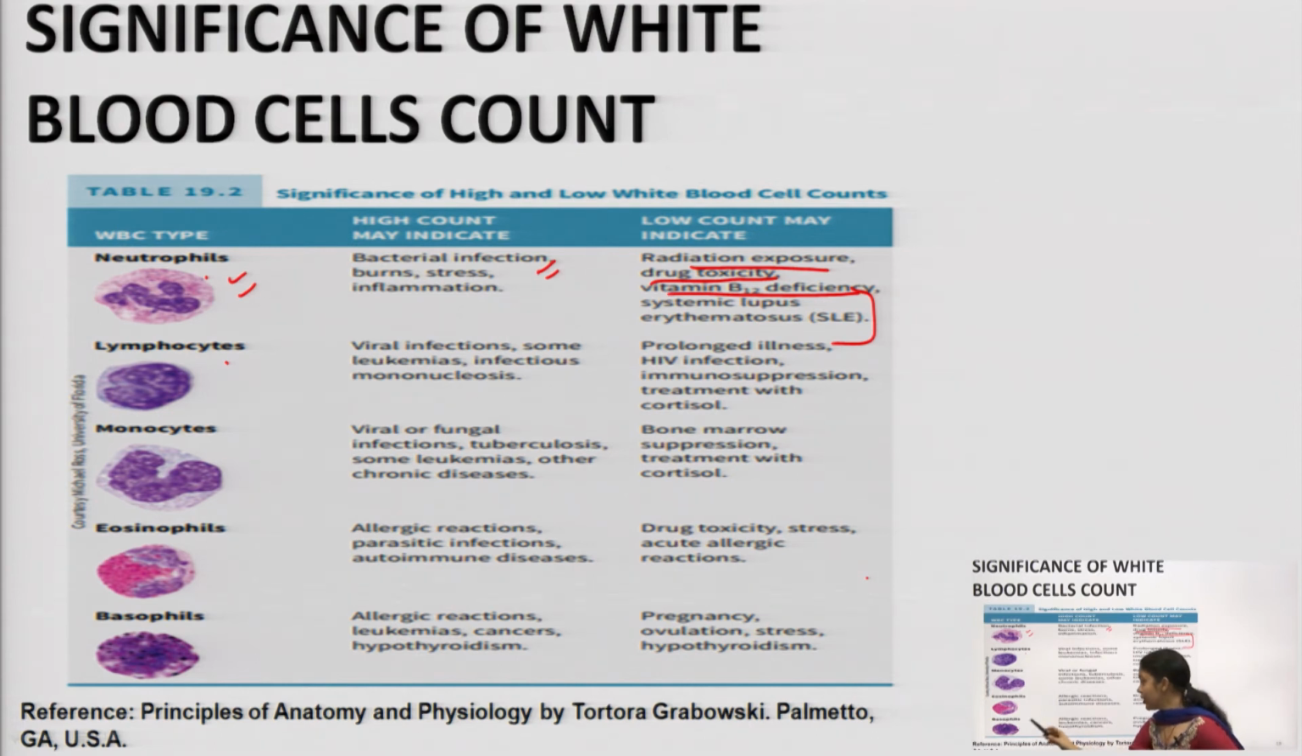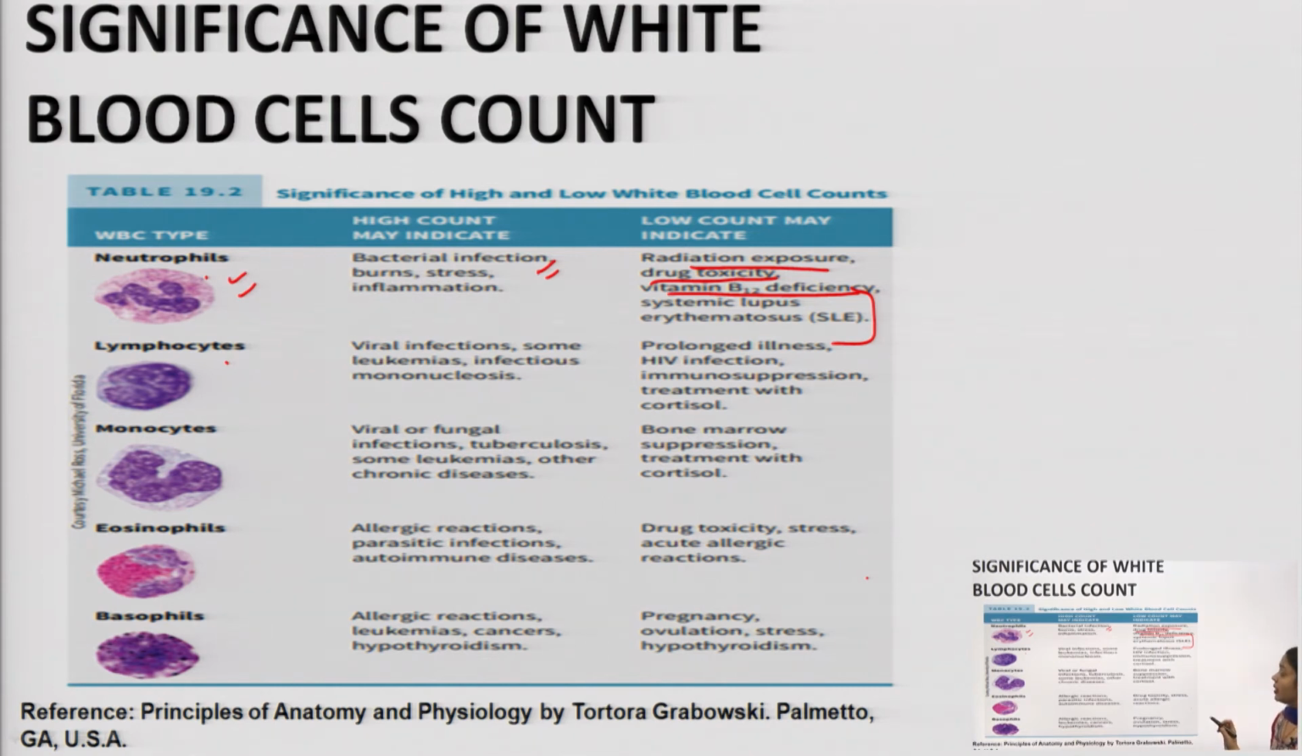Now come to the basophils. In allergic reactions, leukemia, cancer and hypothyroidism, the number of basophils is high, but in pregnancy, ovulation, stress and hypothyroidism, the number of basophils in your blood is low.